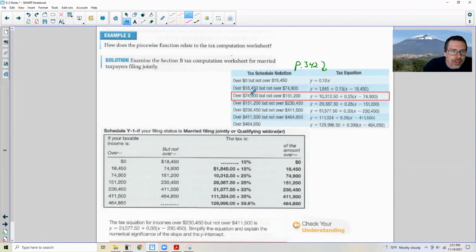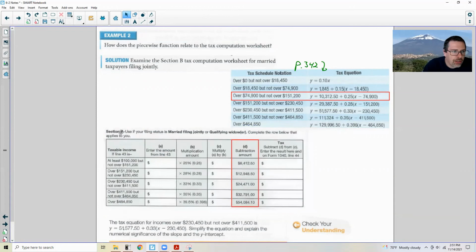And then notice here it says over 74,900, but not over 151,200. But then if I come down here, it says 74,151,200 in the schedule Y-1 for example 1. But now that we're on example 2, they gave this section B, and now it says at least 100,000. So I'm not sure what happened with the 25,100 here. They jumped up to 100,000, but not over 151,200. So we're just going to use this because this is what was given in the book. And we're focusing on this column, subtraction amount D.